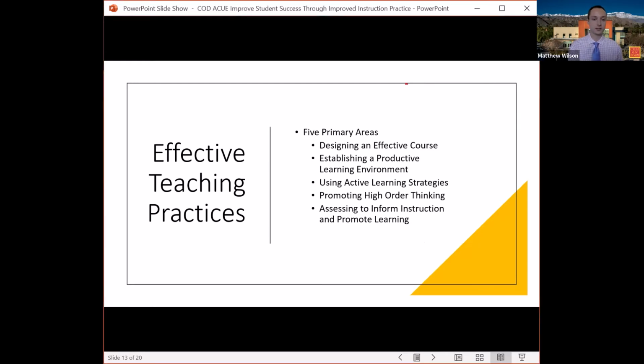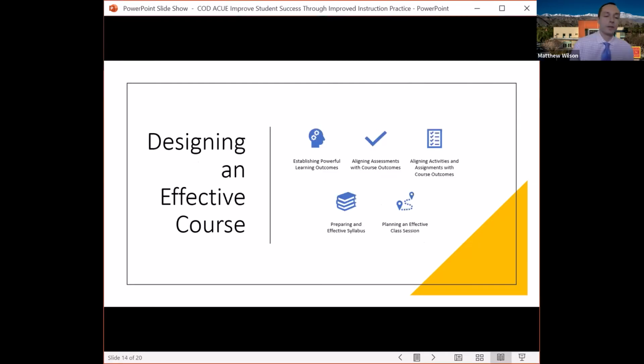All right, so within our first area of designing an effective course, there are 5 different modules. We have our first module, which is establishing powerful learning outcomes. In this one, faculty learn how to write course learning outcomes and effectively define what students will know and be able to do at the end of the course. So are you able to write specific outcomes that are going to really define what students will learn by the end of this class and course?